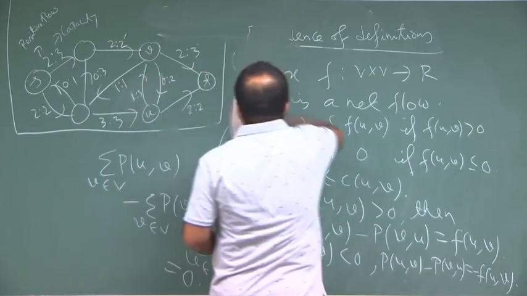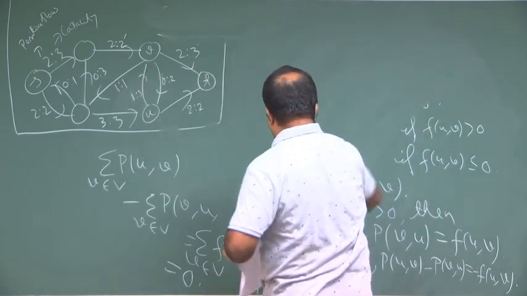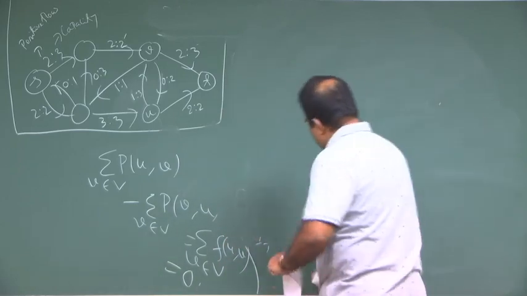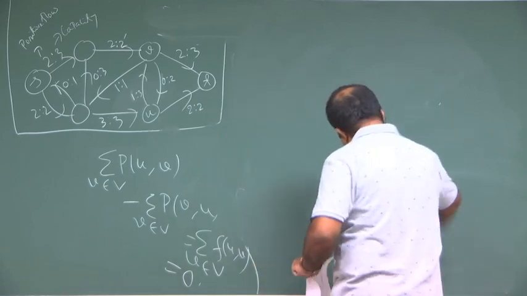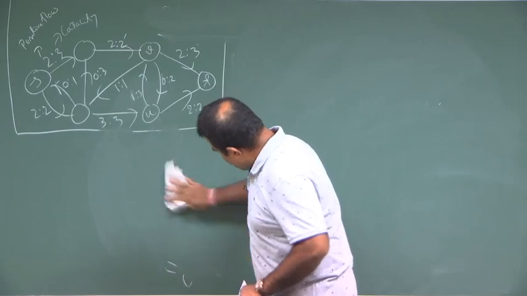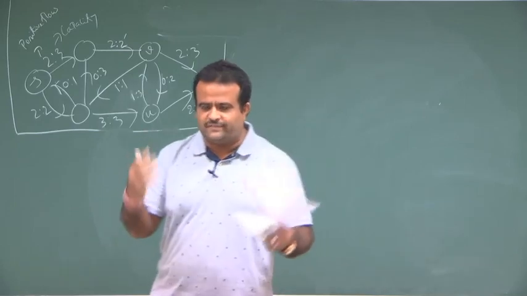Now we will deal with the net flow, because it is the simplified notation. Instead of both directions, we have the net flow, the effective flow. That is the simplification in the notation, so we will deal with the net flow.